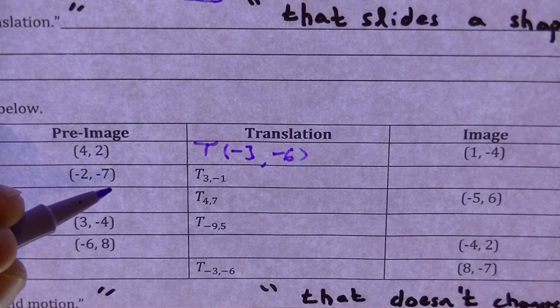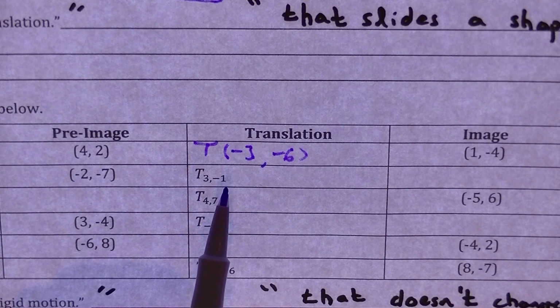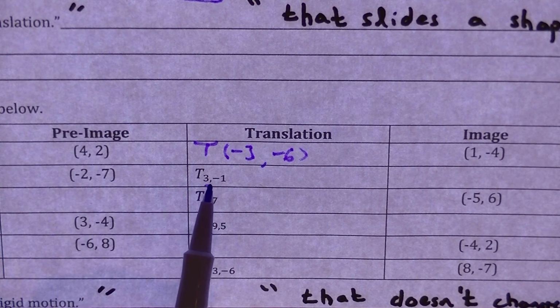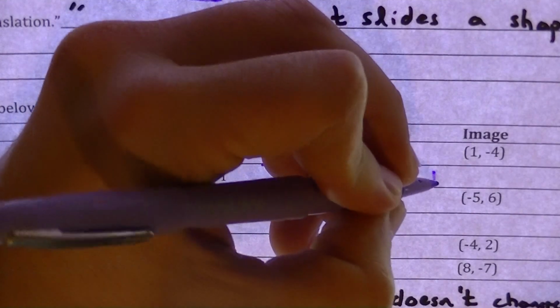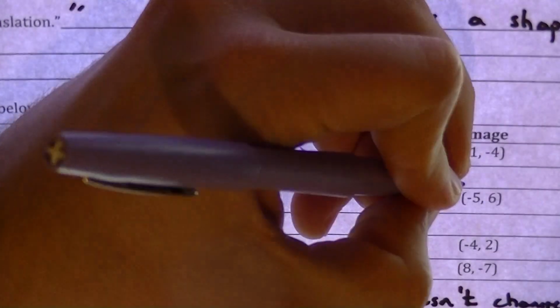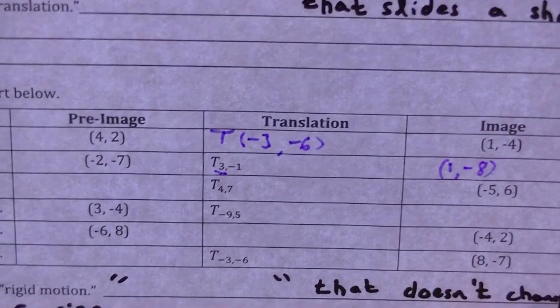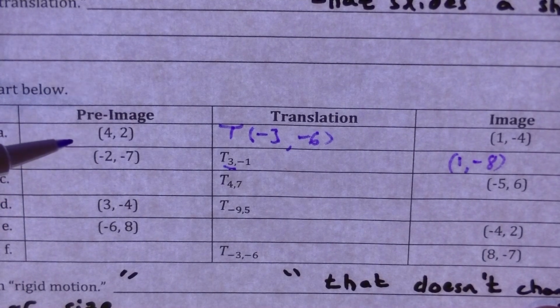Let's keep going on the rest of this. I start at (negative 2, negative 7). I'm going to go positive 3 in the x, negative 1 in the y. So negative 2 plus 3 gets me to positive 1. Negative 7 minus 1 gets me to negative 8. And now I'm just going to fill the rest of these in pretty quickly. I'll do one more talking.